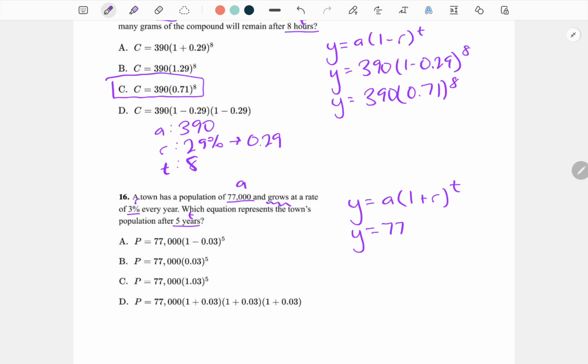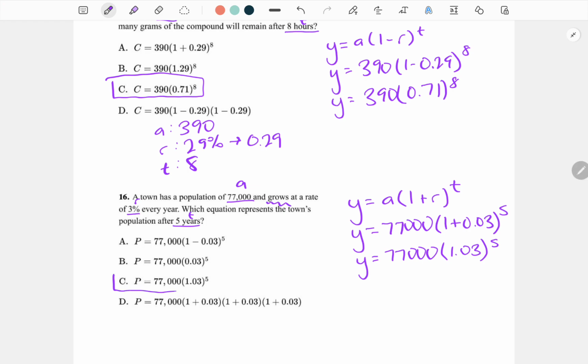So A is 77,000. 1 plus does not change, and that rate of 3% is going to be 0.03. And time is 5. So see, I'm just plugging these numbers into my formula. That's it. And now I can go ahead and simplify inside the parentheses. 1 plus 0.03 is 1.03. And now I'm going to see which one that matches up to. And it looks like that would be letter C again.